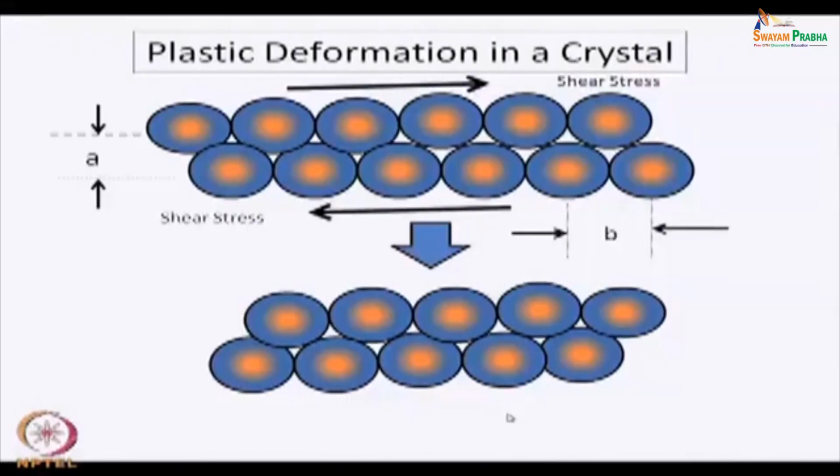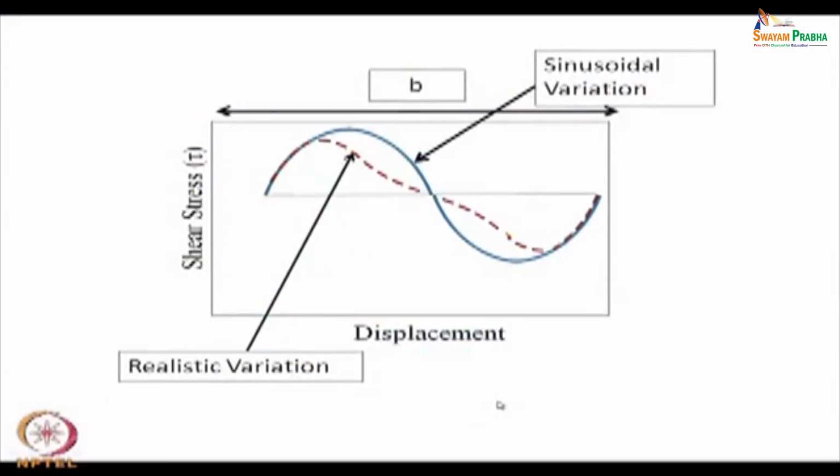So, as a result, you can plot the variation of stress as a function of the distance, the interatomic spacing. That is plotted in the next slide. This is basically a sinusoidal curve. On this side the vertical axis is stress and the horizontal axis is displacement. So, this is your b, the total distance, the interatomic spacing.